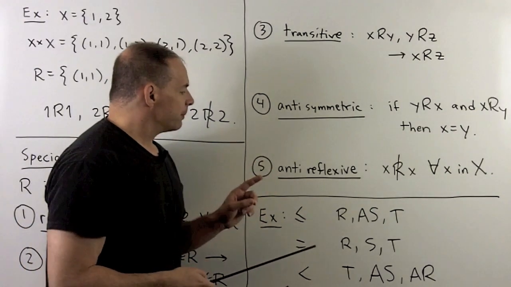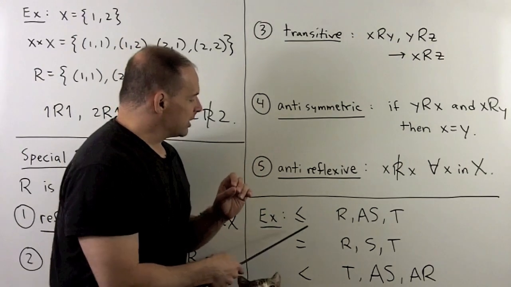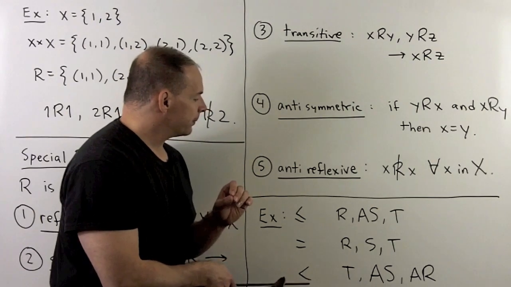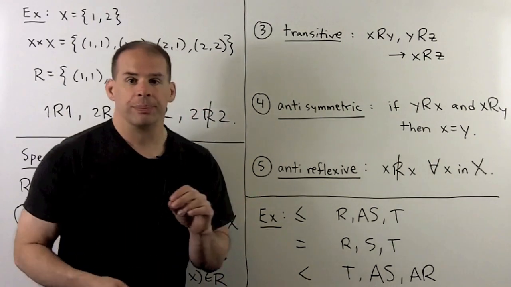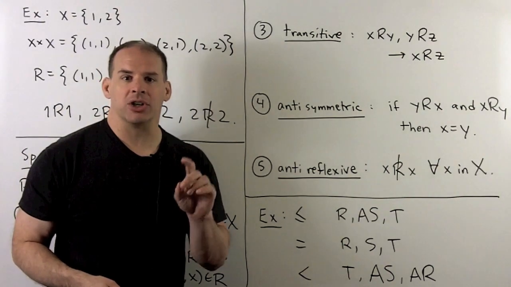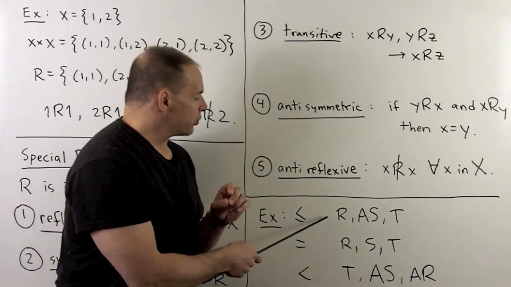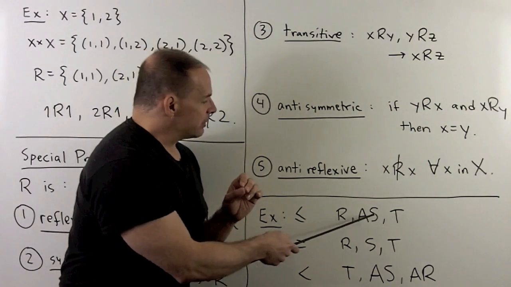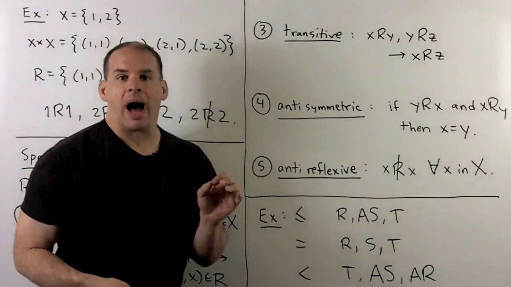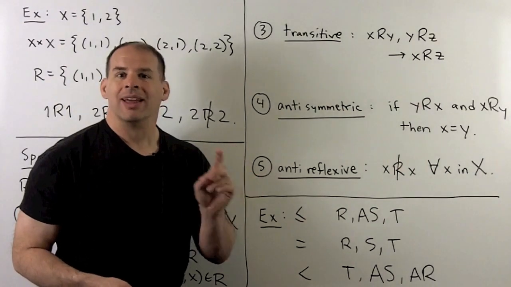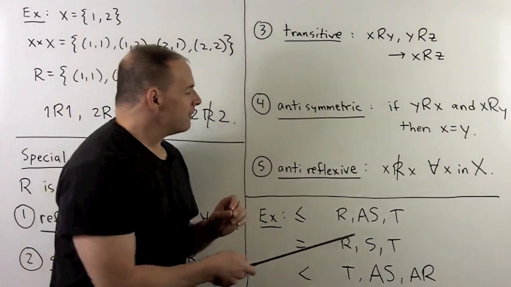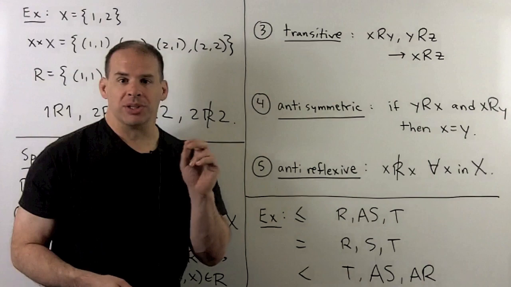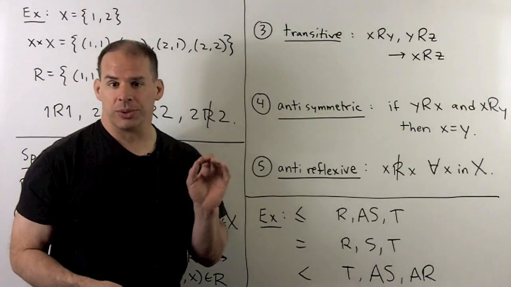Now, for examples, let's use our set equal to the natural numbers. Then we have less than or equals, equals, and strictly less than. For less than or equals, this is reflexive, anti-symmetric, and transitive. It's reflexive because we have x always less than or equal to x. For anti-symmetric, if x is less than or equal to y and y is less than or equal to x, then x is equal to y. Finally, for transitive, if x is less than or equal to y and y is less than or equal to z, then we must have that x is less than or equal to z.